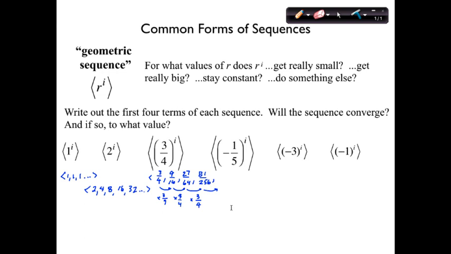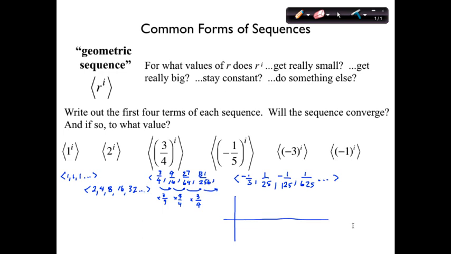Okay, what about negative 1/5 to the i? Negative 1/5, positive 1/25, negative 1/25, positive. What do we think about this? Converges or diverges? What do you think? Do the numbers get indistinguishably close to each other eventually? Does it converge to 0?